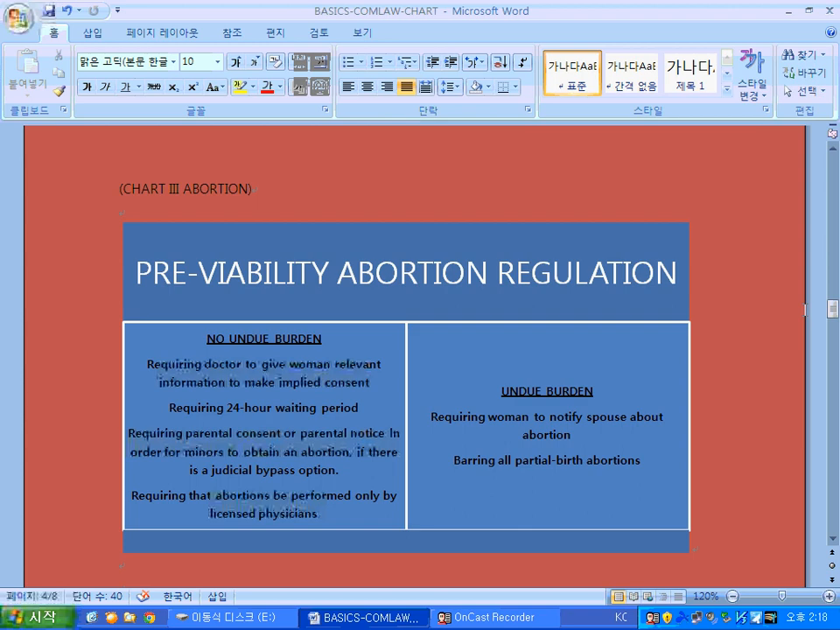Also, in Bellotti versus Baird in 1979, the court invalidated a provision that required parental consent but permitted authorization of the abortion by a state judge for good cause shown. In H.L. versus Matheson in 1981, the court upheld a parental notice requirement to protect family integrity and the emancipated minors it was directed toward.